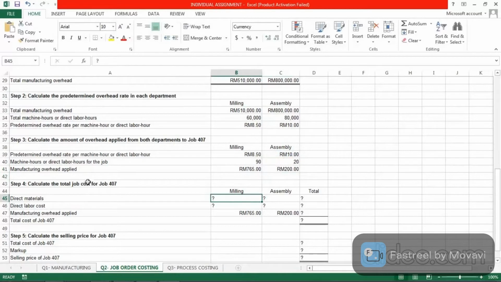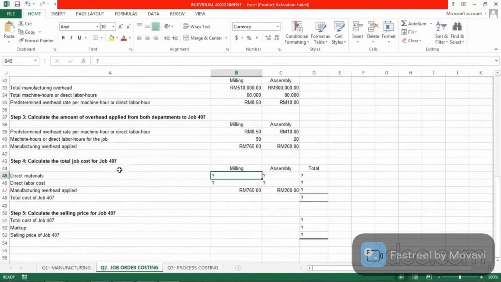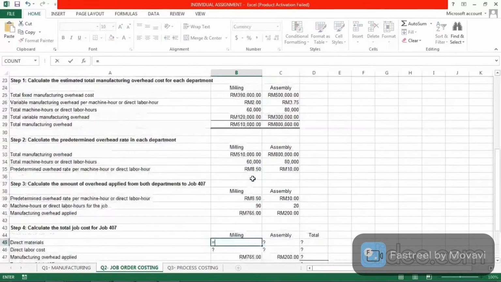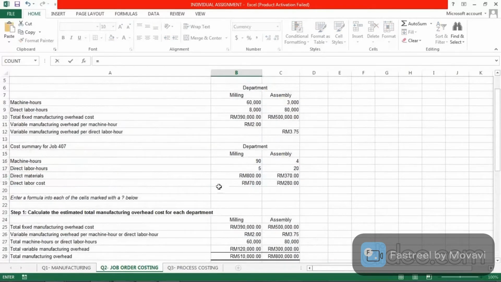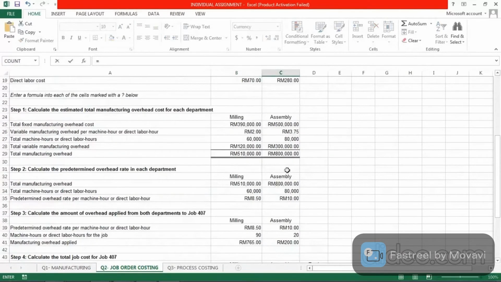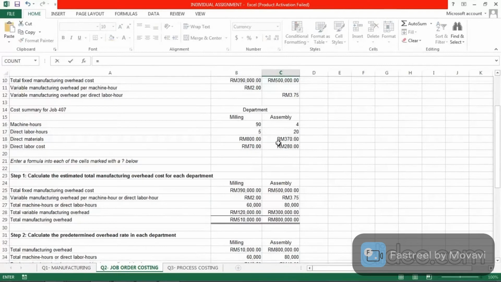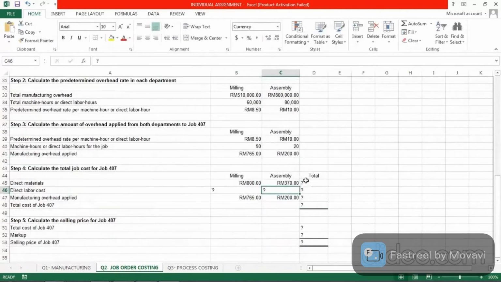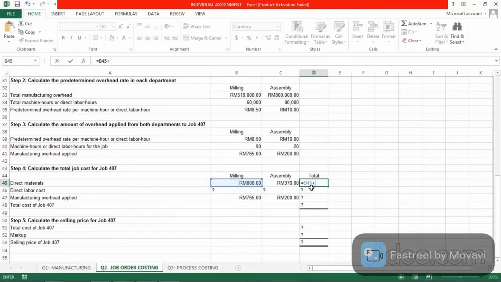Step 4. Calculate the total job cost for job 401. For direct material, just take the amount from the question given above, 800. For assembly department, 370. For total, just add these two figures.